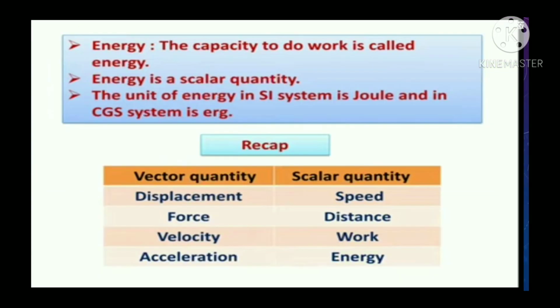Energy, the capacity to do work, is called energy. Energy is a scalar quantity, means only magnitude is required, no need of direction. The unit of energy in the SI system is joule and in the CGS system is erg. So, let's have a recap. Vector quantities are displacement, force, velocity and acceleration. Scalar quantities are speed, distance, work and energy.